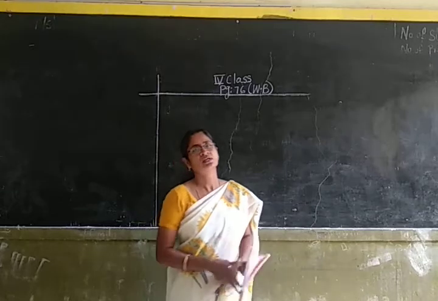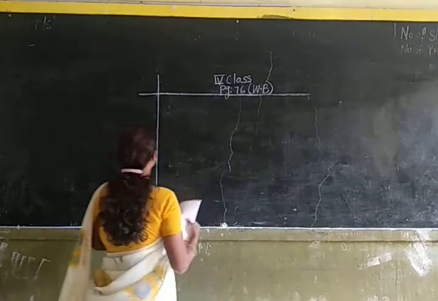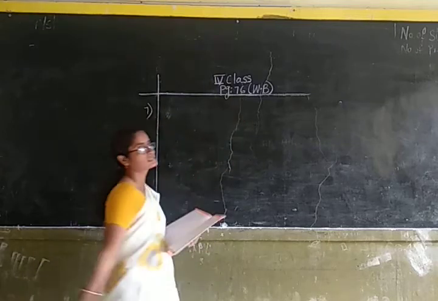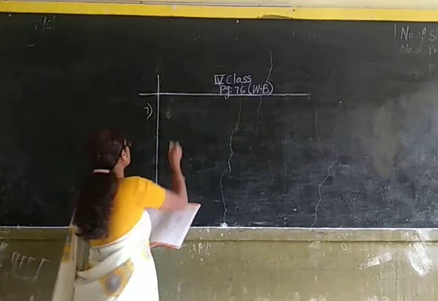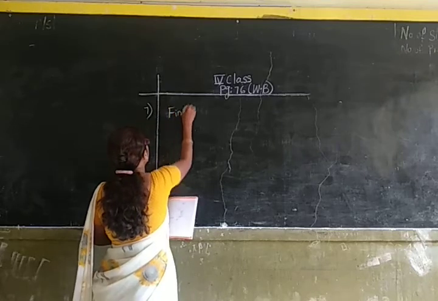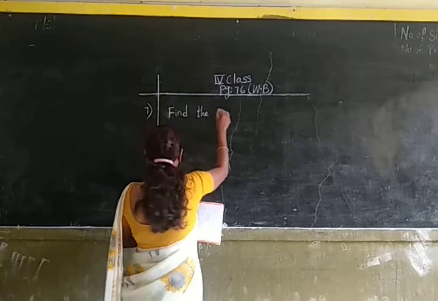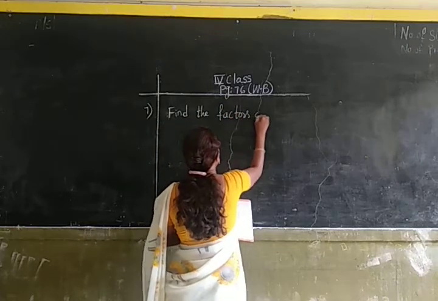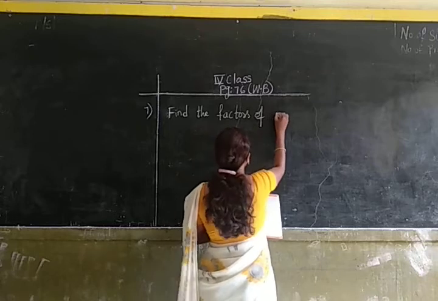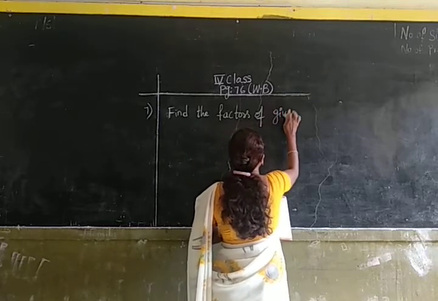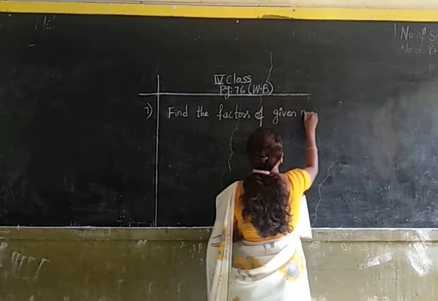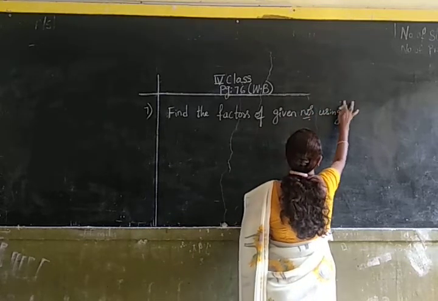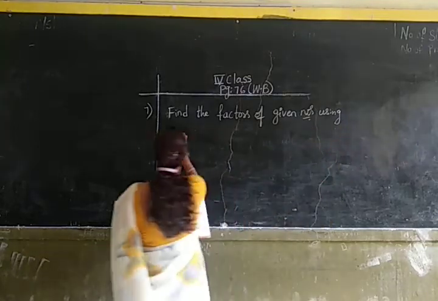Today let us do the 7th sum in page number 76 workbook. Okay children. The question is find the factors of given numbers using division method.